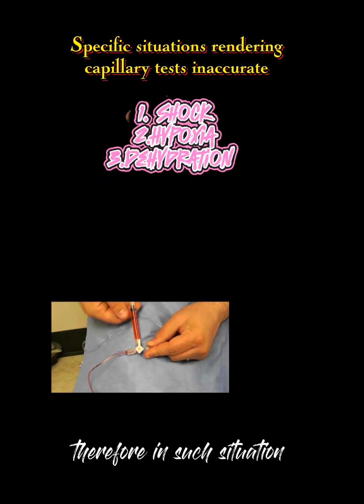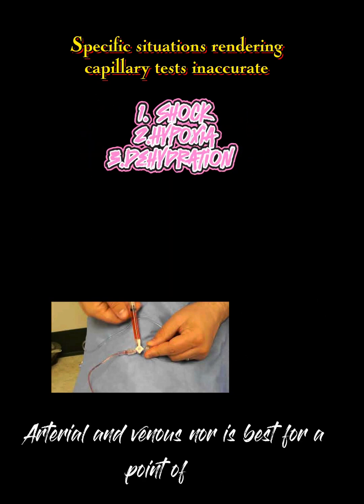In some situations, capillary tests render inaccurate results, like in shock, hypoxia, and dehydration, because in these situations peripheral perfusion is not adequate, so an inaccurate result might come. Therefore, in such situations, arterial and venous blood is best for point of care.